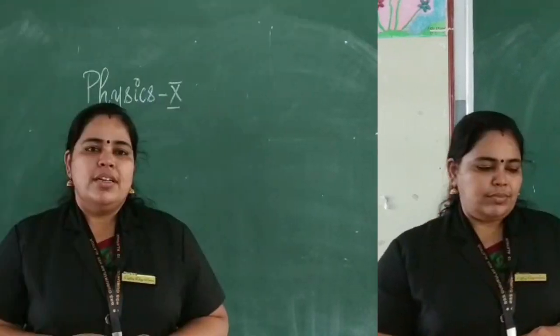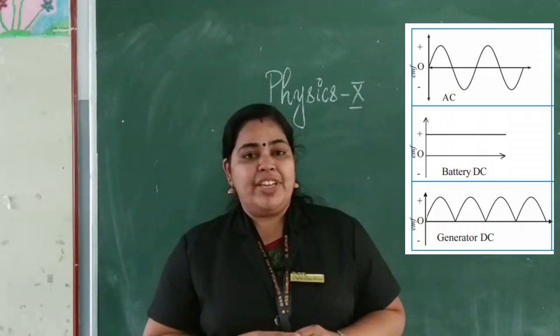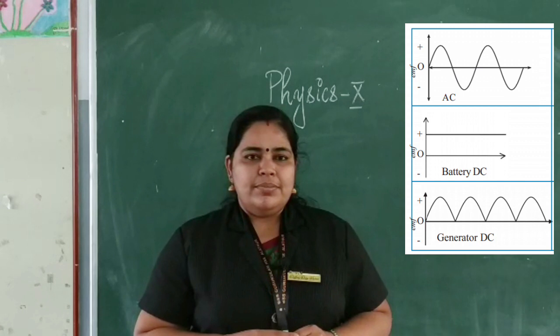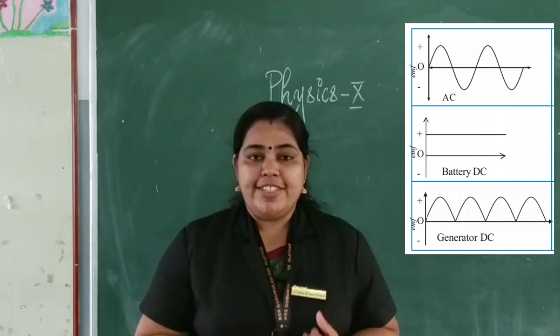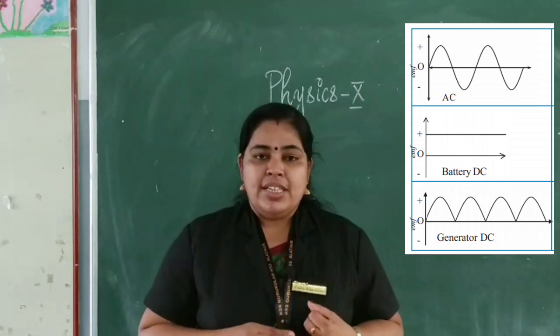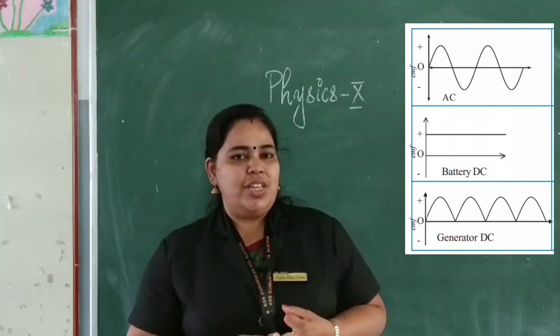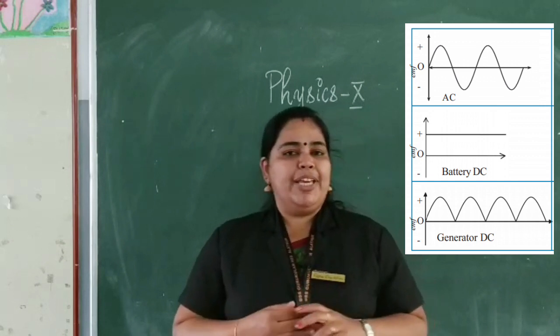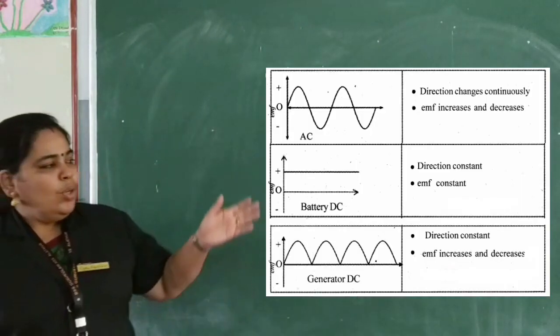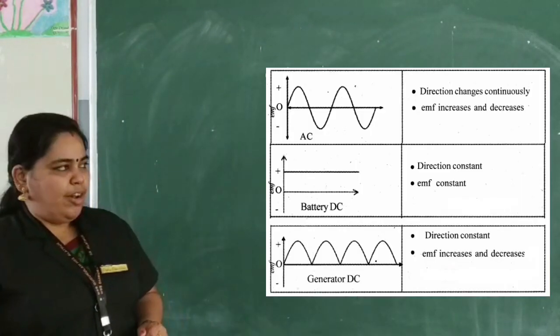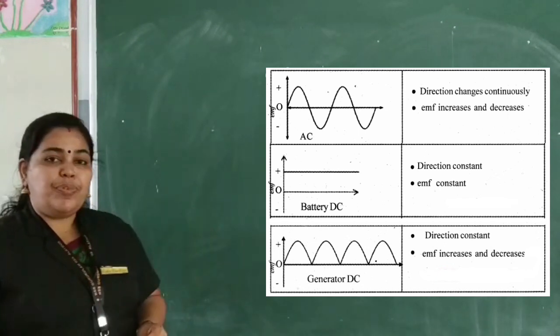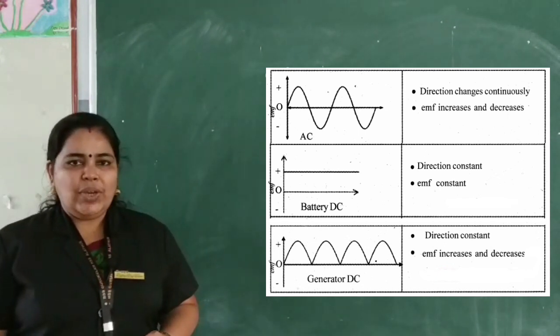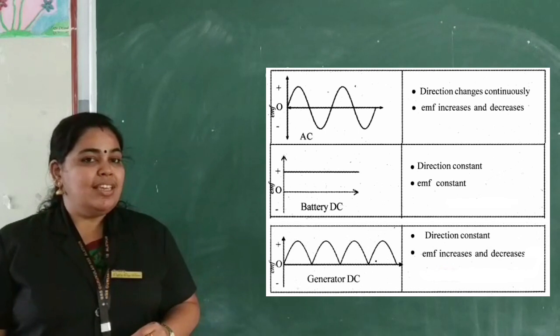Okay, now look at this graphical representation. The EMF produced in an AC generator, DC generator and a battery is shown. Analyze the graph and find out the peculiarities. Now, look at the first graph. It is the graph of an AC. What is the speciality of AC?